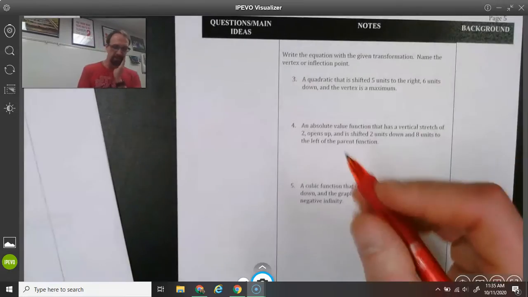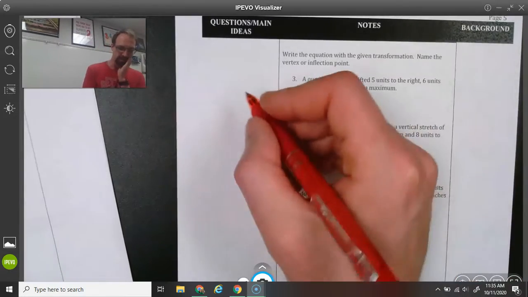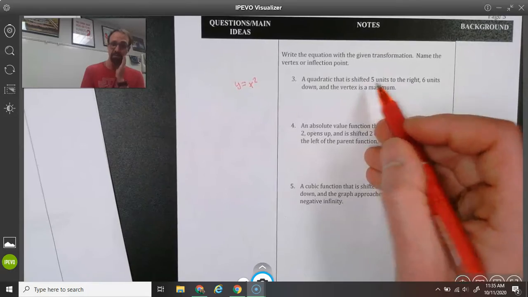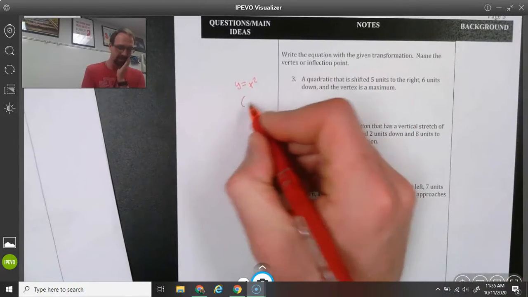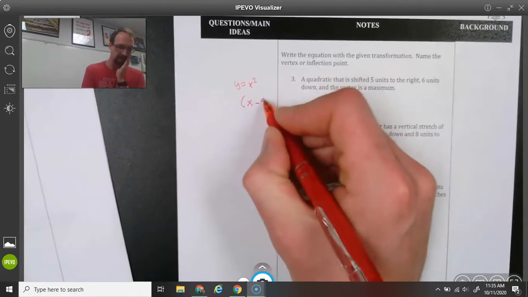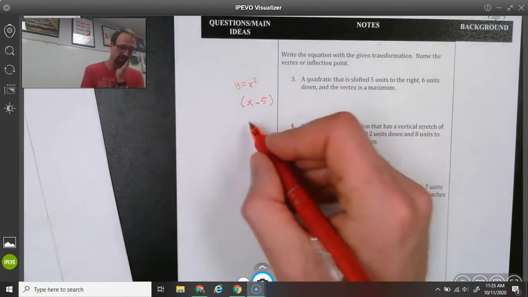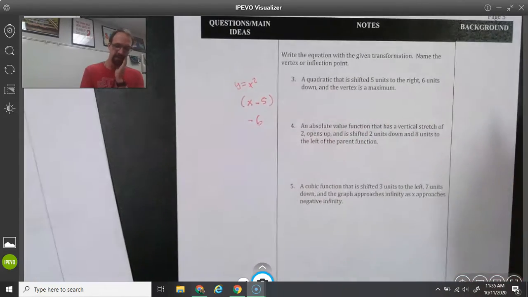So here we know that it's a quadratic, so that tells me that's going to be y equals x squared. If it shifted 5 units to the right, that's going to be x minus 5. 6 units down, well, if it's 6 units down, that tells me it's going to be a minus 6. And the vertex is a maximum.